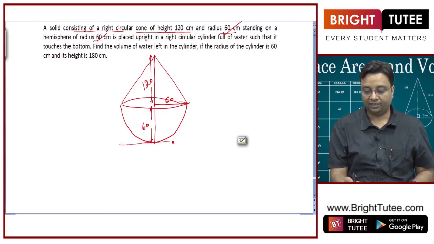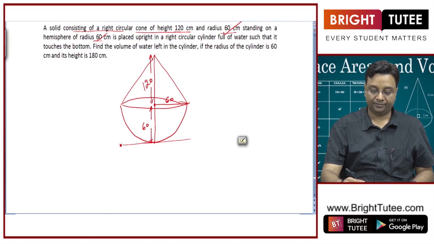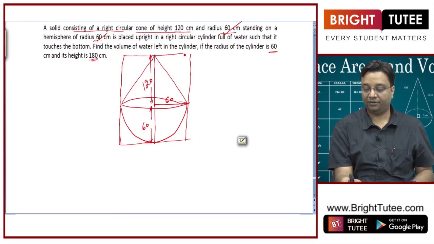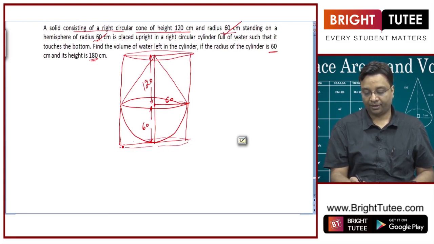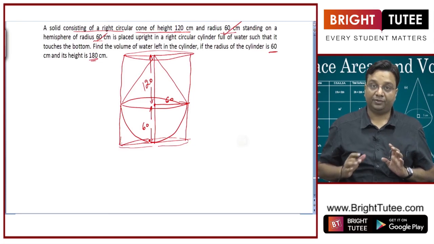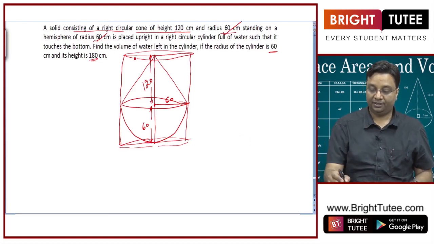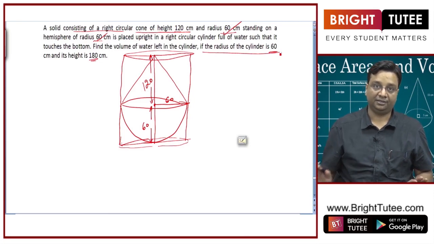Now this is placed upright in a right circular cylinder full of water such that it touches its bottom. So there is this cylinder, and the radius of the cylinder is also 60. So this will be like this. And notice what is the height of the cylinder? It is 180. So this cylinder will be like that. Right? This is the shape. Find the volume of water left in the cylinder.